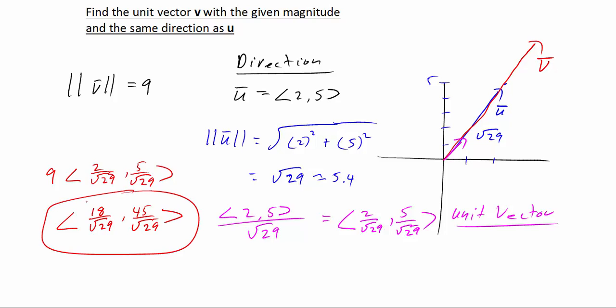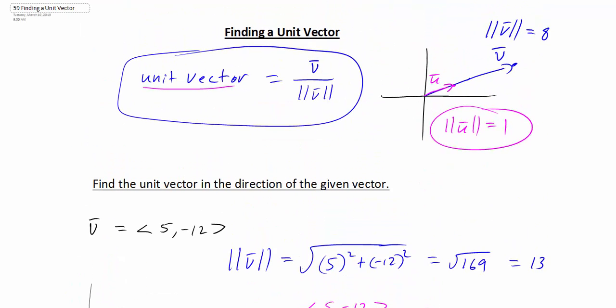So here we have our vector that is going in the same direction as u, but has a magnitude of 9. So this is one application of using your unit vector as a way to find or change the magnitude of a given vector. So just keep in mind, if you're looking for a unit vector, you're simply going to take whatever vector you have and divide it by the magnitude so that you have a length of 1.